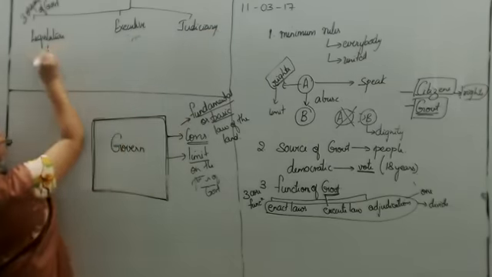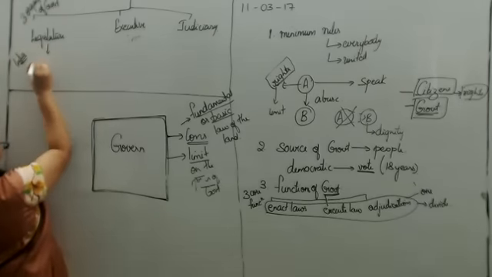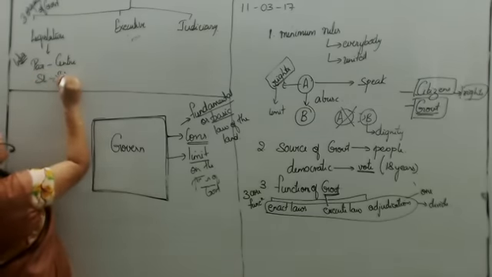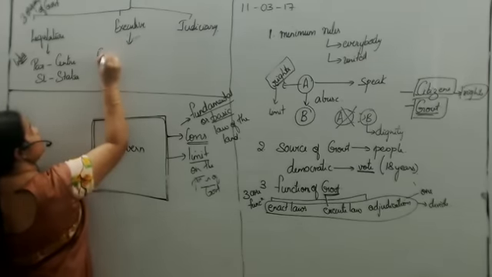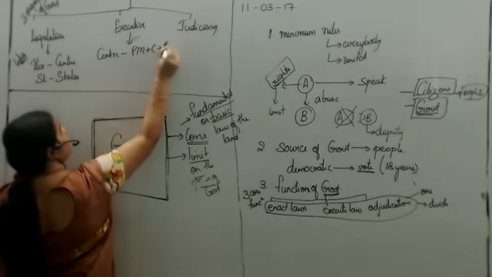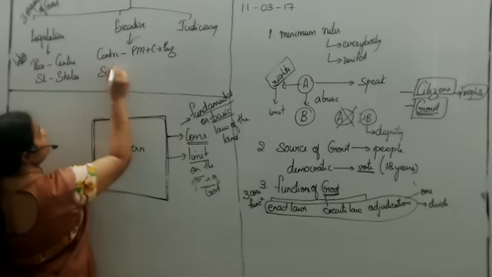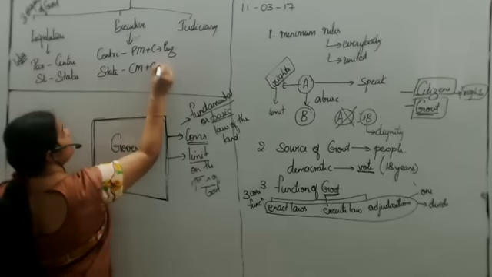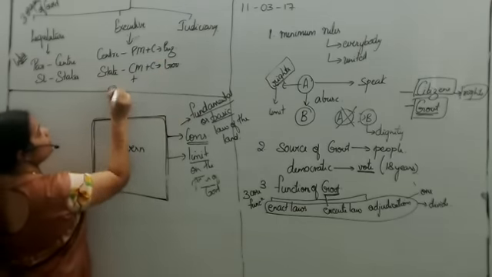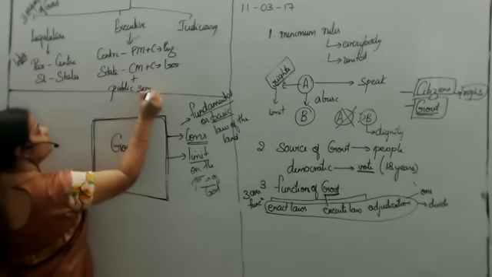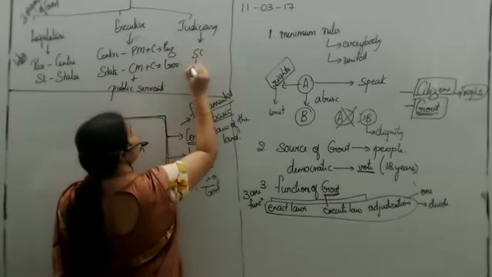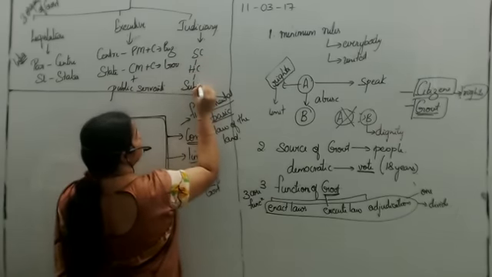Now, legislature in India will be Parliament at the center. And what will be there in the state? State legislature in the states. Executive at the center will be the PM and council headed by the president. In the state, the CM and council headed by the governor. And tomorrow, if you get into service, all public servants will be a part of the executive. Judiciary in India will be the Supreme Court, followed by the High Court, followed by subordinate courts.